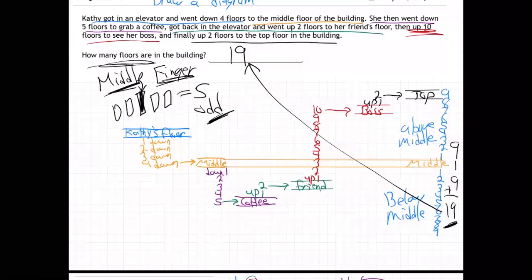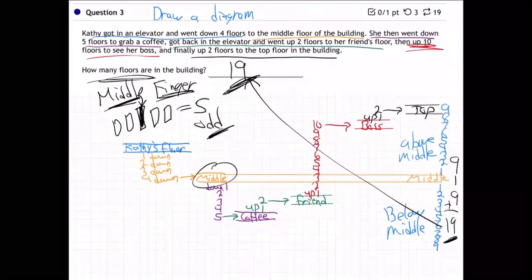Well, that means whenever they mention in this problem that she went to the middle floor, that means the answer's got to be odd, not even. Can't be 18, can't be 20, can't be 22. It's got to be an odd answer, or there wouldn't be 1 in the middle. So remember that so you don't accidentally do the wrong answer, right? Got to be an odd answer. Same reason we have a middle finger.